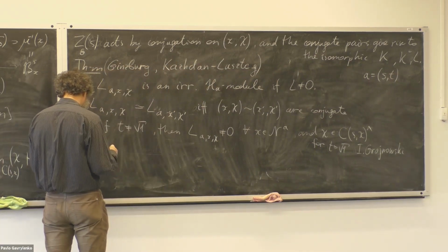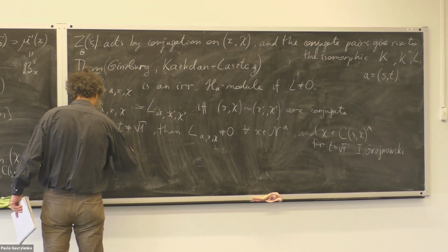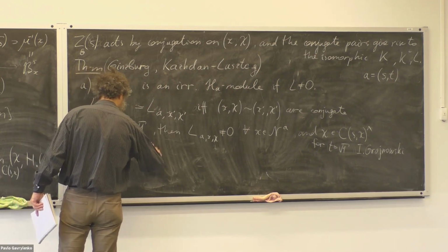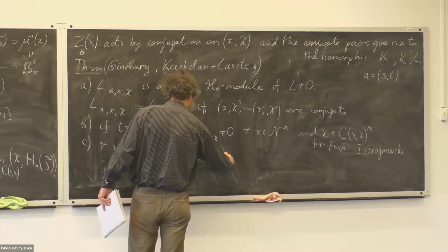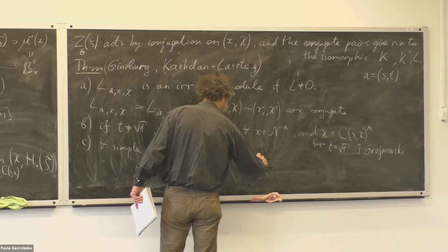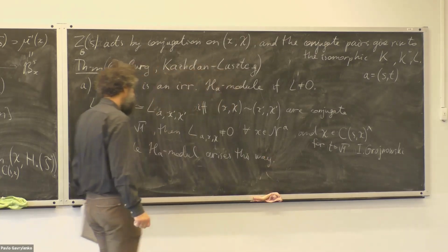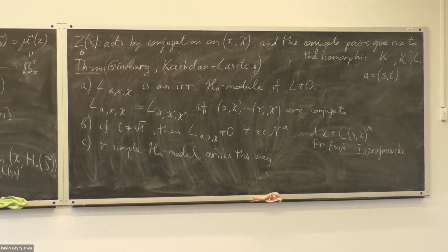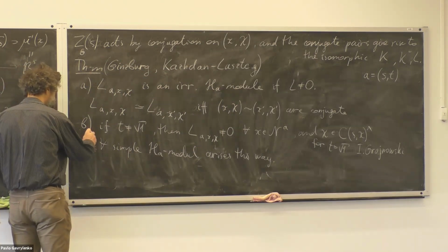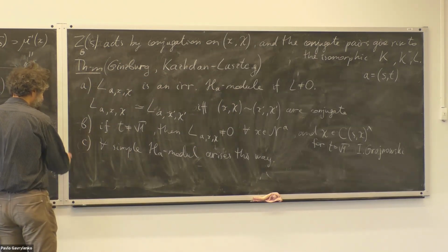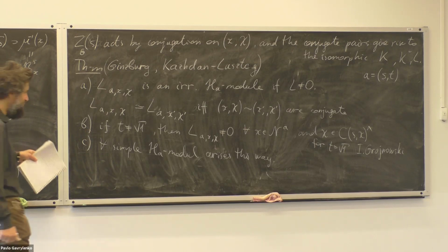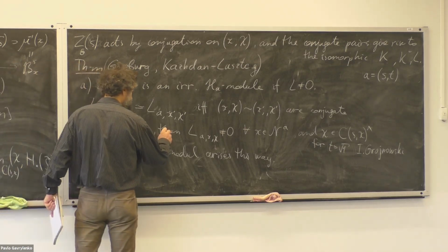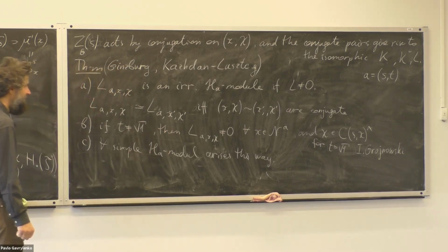Okay, and finally, any simple HA module arises this way. So, in a sense, this is a successful classification, though it goes through some geometry of Springer fibers, but still it's manageable. It's possible to combinatorially describe everything that appears here, especially in type A.